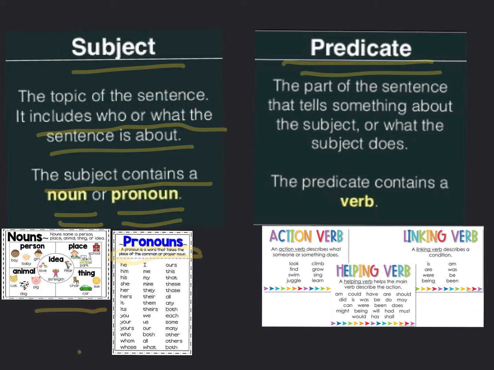Our predicate, on the other hand, is the part of the sentence that tells something about the subject or what the subject does. The predicate contains the verb. We can have an action verb, which describes what they do, shows action, a helping verb, which goes along with our action verb, or it could be a linking verb that just describes a condition like is, am, are, was, were, been, being, or be. So the subject is who or what the sentence is about. It's usually the noun or pronoun, and the predicate contains the verb.